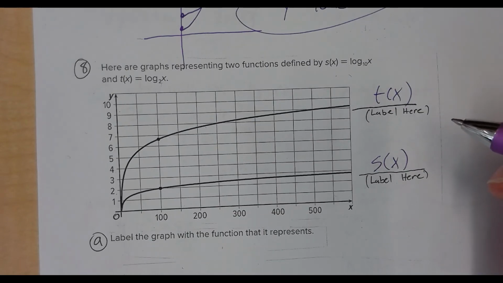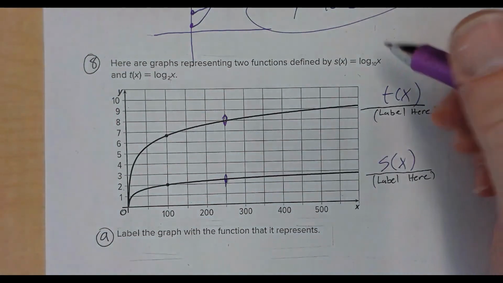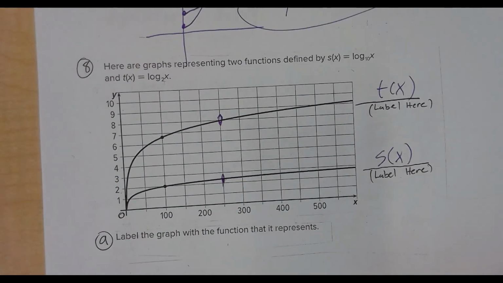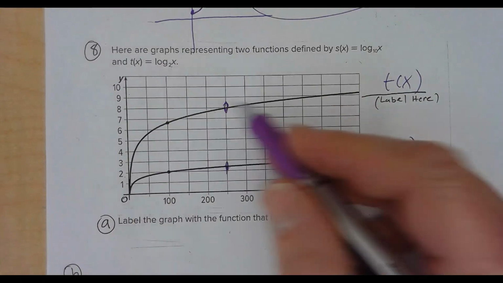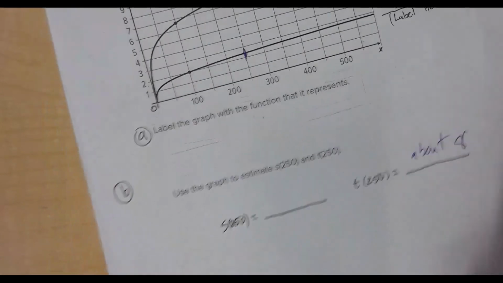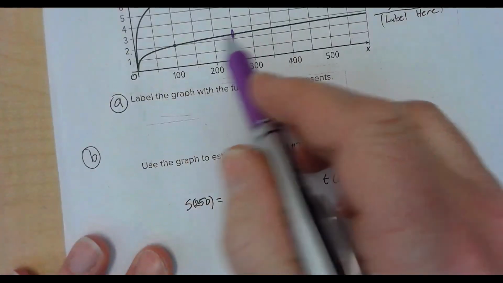All right, now you're just evaluating at 250. So we go here, and we go there. 250 for t is about 8. Oops. About 8. See? 8. And then this one's a little bigger than 2. The paper got caught. About 2.4.